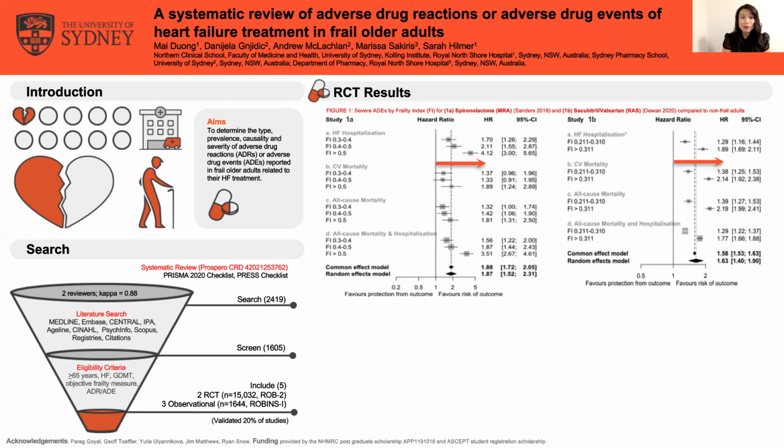This is as high as double the risk of mortality in sacubitril valsartan and 4-fold increase in hospitalization for spironolactone. But frailty had no effect on treatment effect, and the p-values for interaction was not statistically significant.